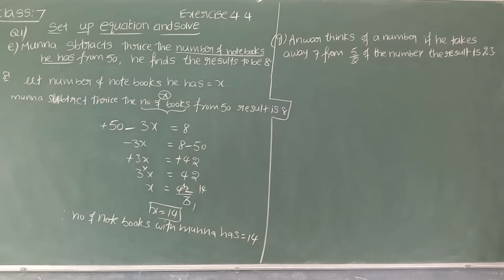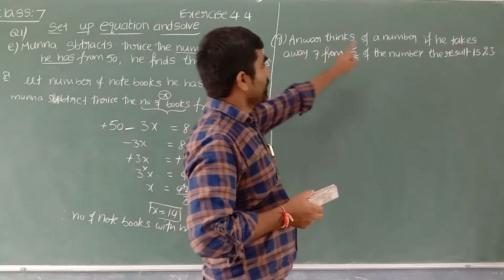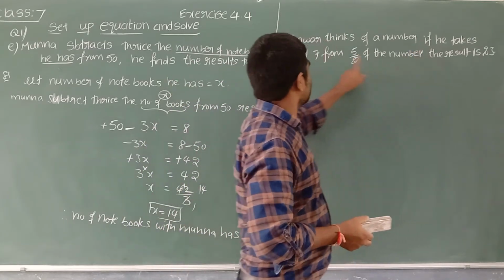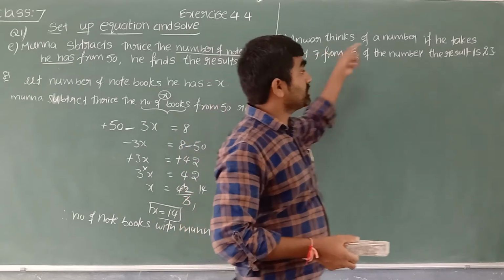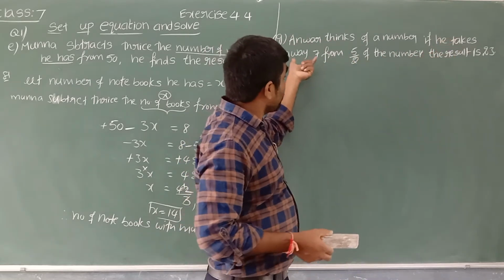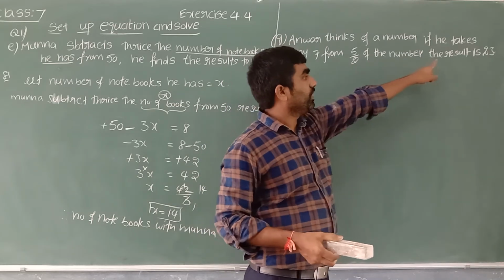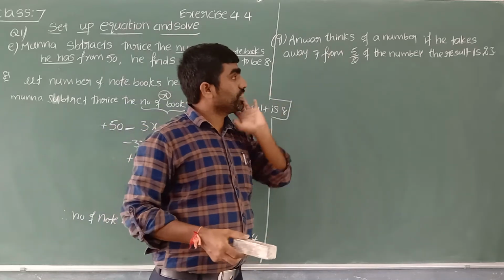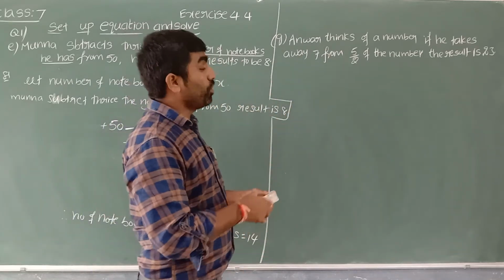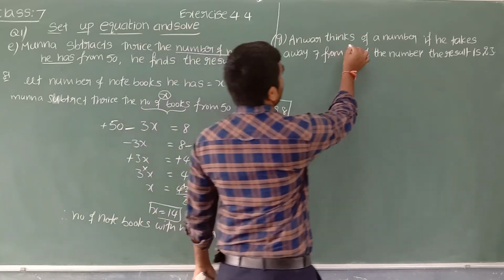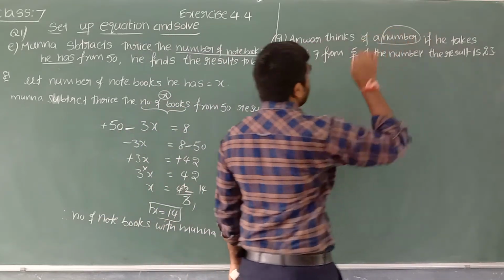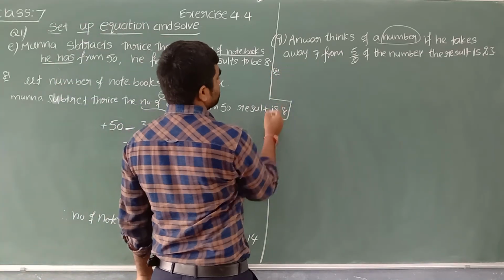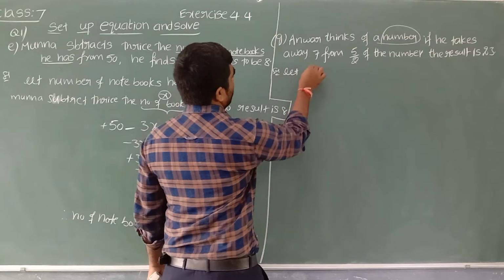Then we'll see the next one here. Anwar thinks of a number. Which number? What is Anwar's number? We don't know this. If he takes away 7, takes away means remove, subtract, if he subtracts 7 from 5 by 2 of that number, he found that the result is 23. After reading this statement, first our task should be to identify what the unknown value is. Here the unknown value is the number. What number he thought, we don't know here.